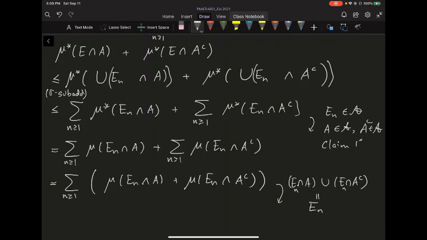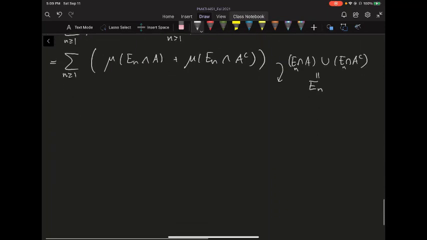So we know mu, being a pre-measure, is finitely additive, and here everything is in the algebra. So by the finite additivity of mu, I get this is mu of their union, which is mu of En. And if you recall, when I chose these En, the summation of mu of En gives a good approximation of mu star of E. By good approximation, I mean it's within epsilon of mu star of E.